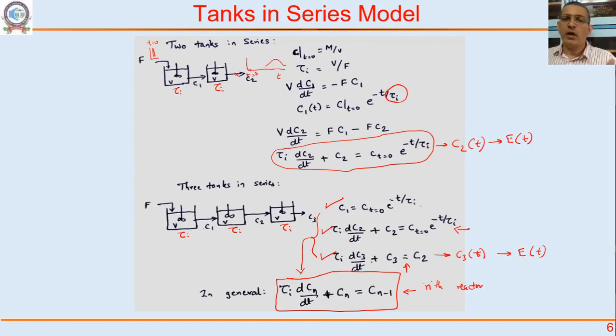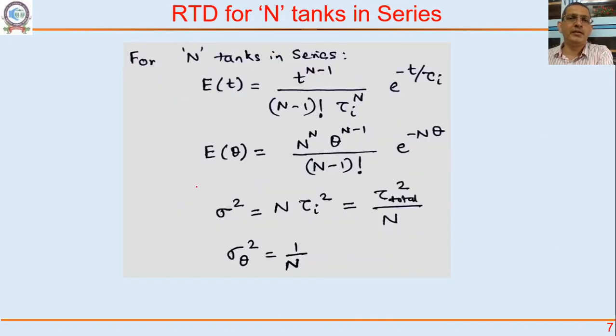So you can solve for yourself. I'm just going to generalize and give you the answer. Here is the residence time distribution E curve for n tanks in series. So it will be t raised to n minus 1 divided by n minus 1 factorial tau I raised to n, e raised to minus t by tau I. Remember, tau I is the residence time for each well mixed vessel.